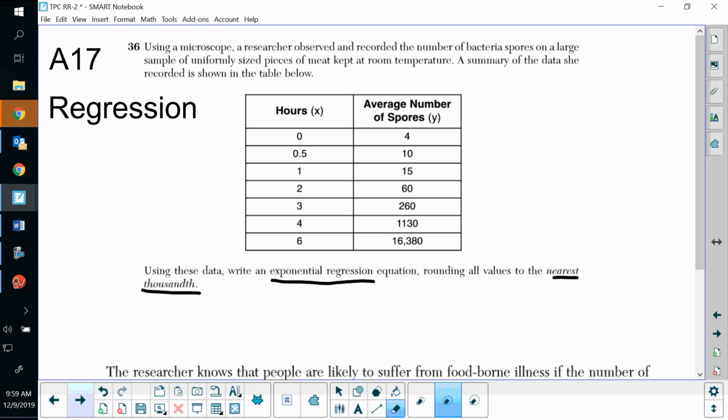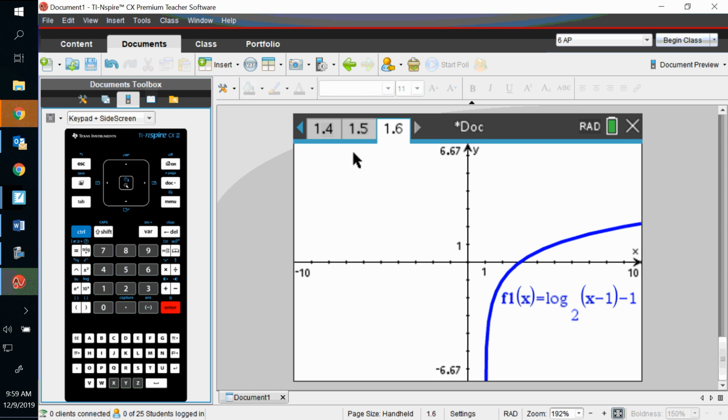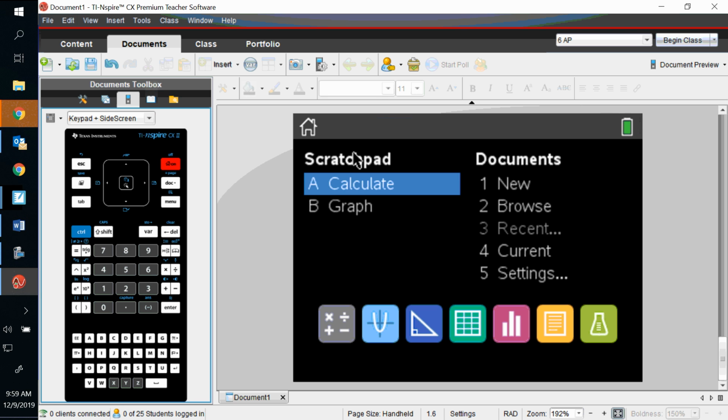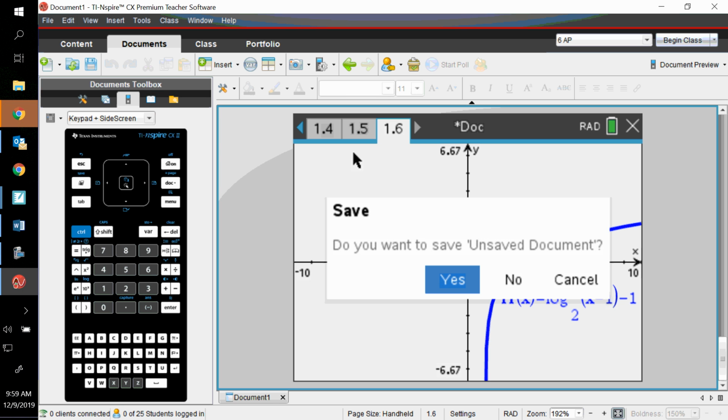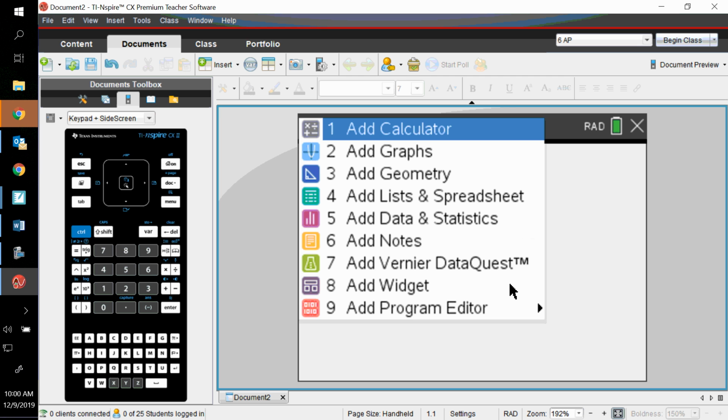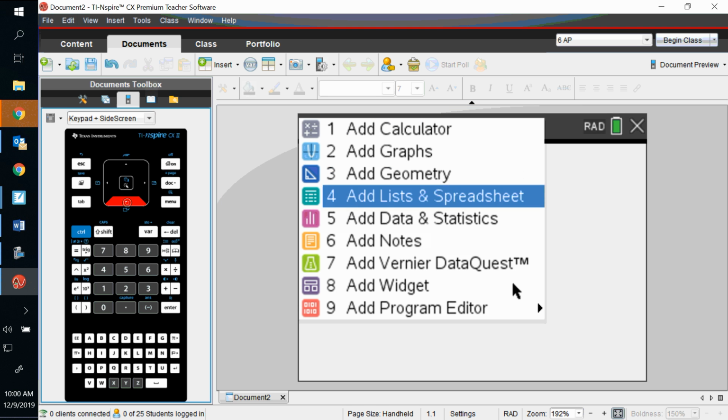All right, so to do a regression, we need to go to a list and spreadsheet page. So let's everyone go to our calculators, and whenever you're going to do a list and spreadsheet, go Home and go 1 to open a brand new document, and you don't want to save. The reason we need to do this is so that we can reuse any variables. We had stored a lot of variables. We want to make sure we can reuse them. So we'll go to our list and spreadsheet page.